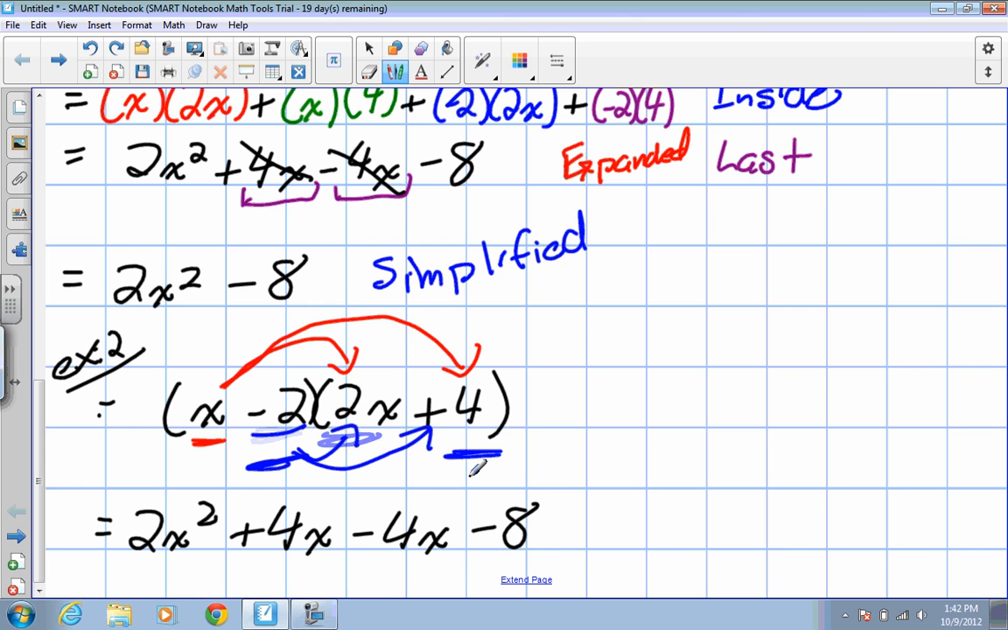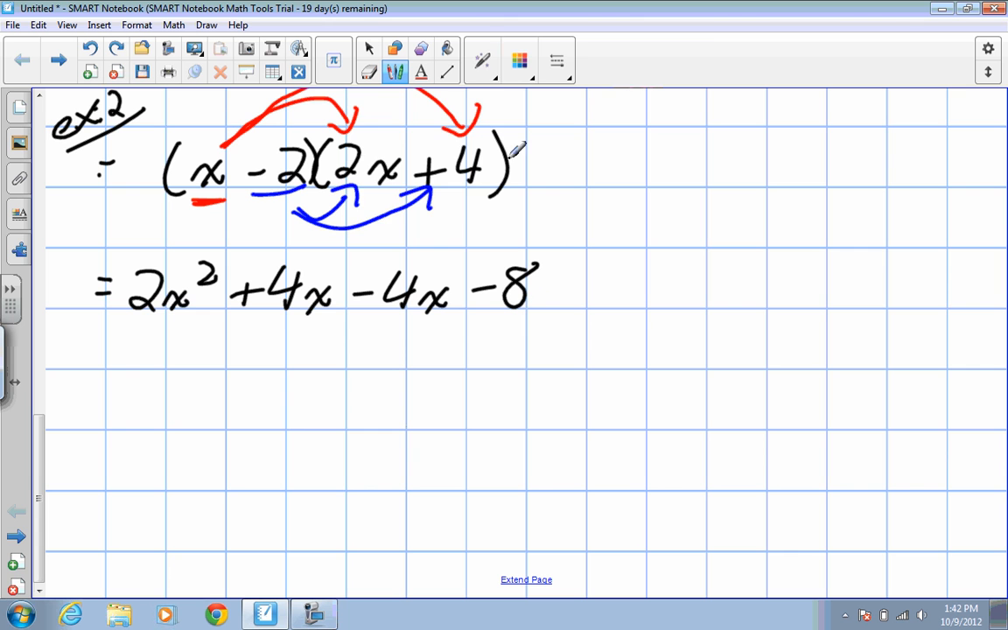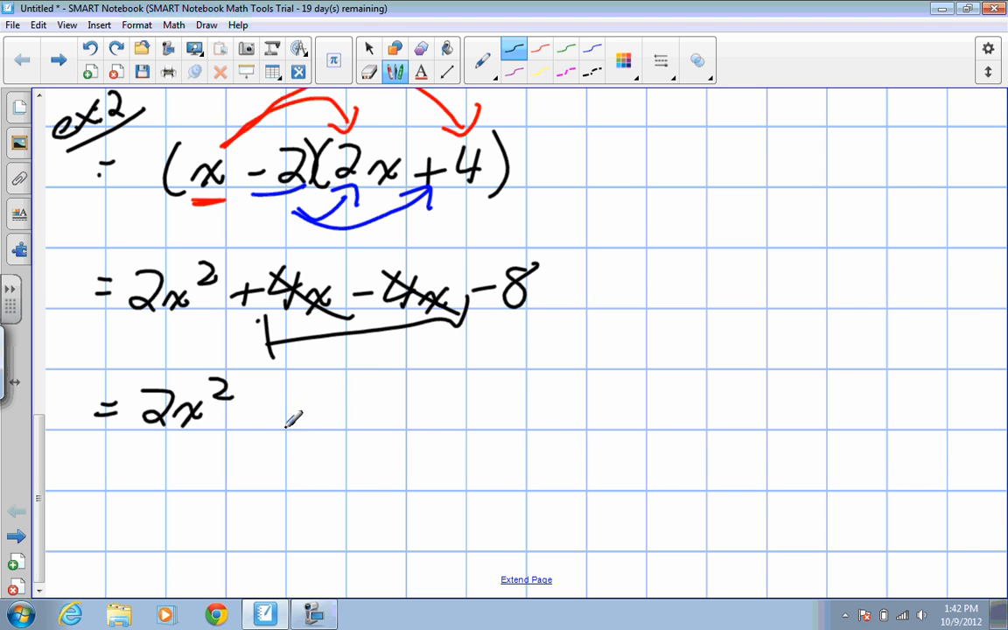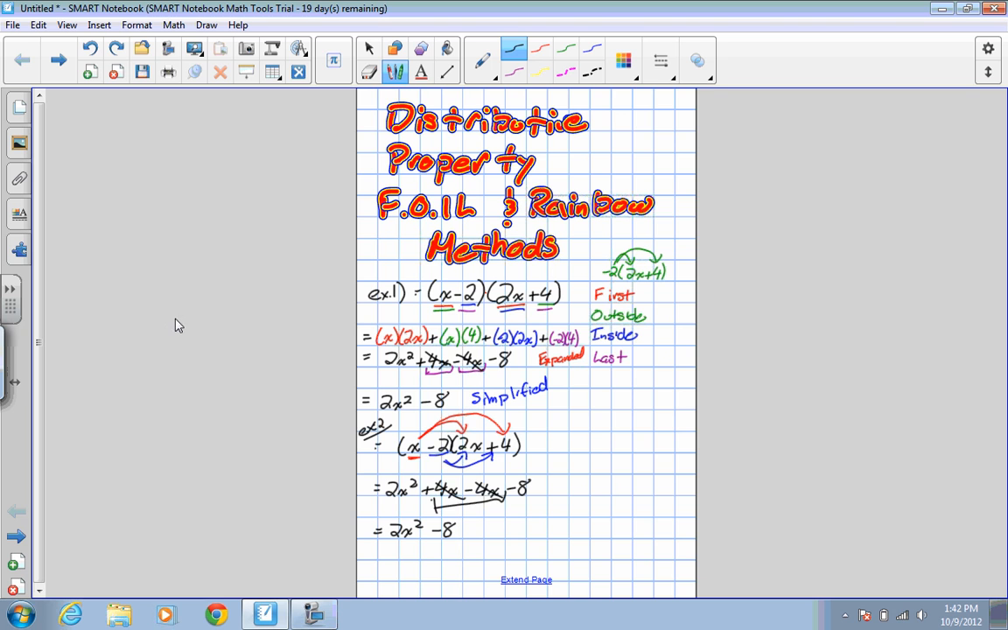So it is the exact same process, they just represent it a different way. You don't have to write the acronym down. But if you can't remember what to do, that acronym helps you remember which ones to multiply. We already know that our like terms are these two here from doing the question just above. So we're left with 2x squared, these cancel out to make a 0, minus 8. So the rainbow method and the FOIL method are exactly the same thing, just different ways of representing it.